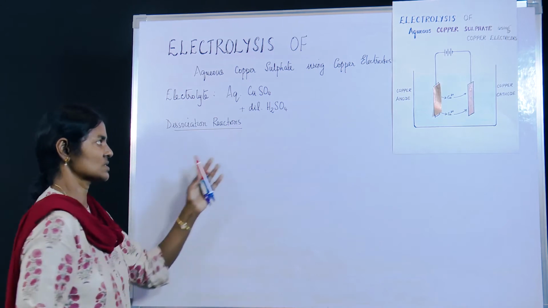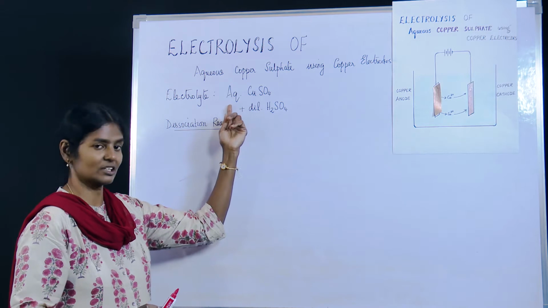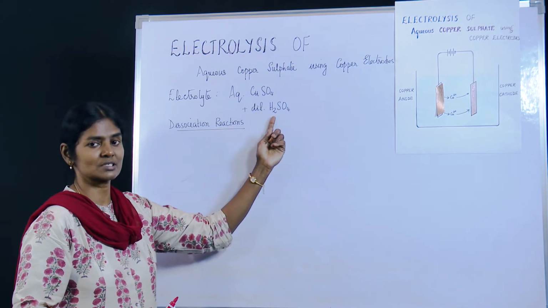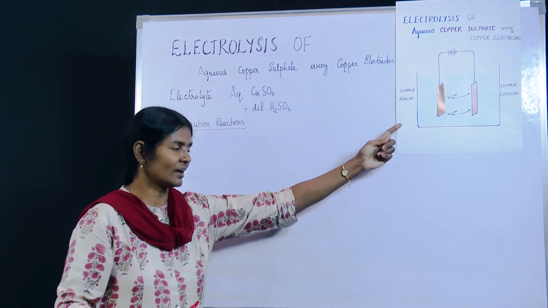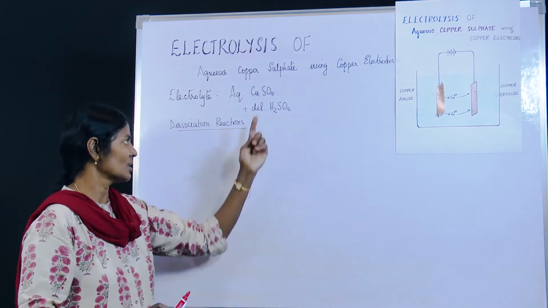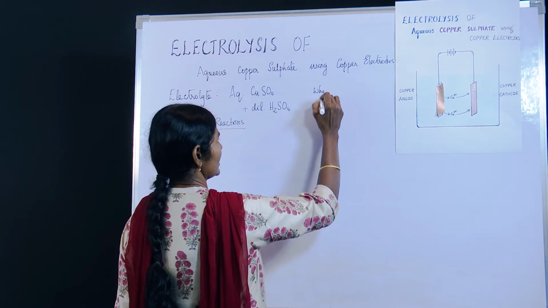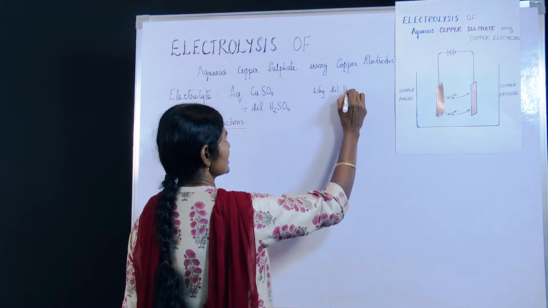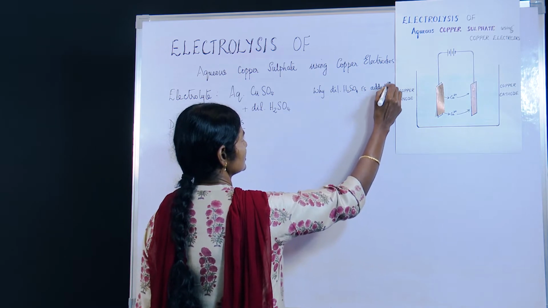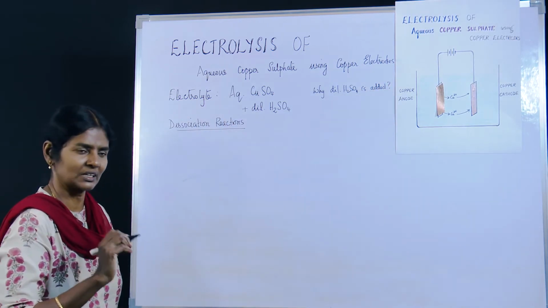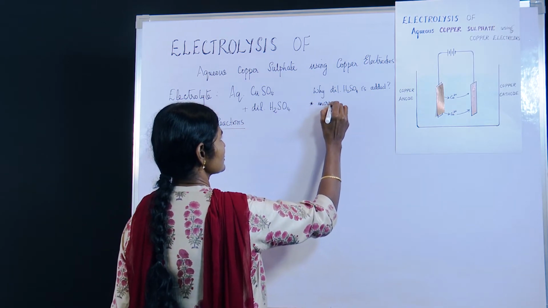Before we go to the dissociation reactions, when we look at the electrolyte having three things: water, copper sulfate and dilute sulfuric acid. Why water? Because we have to dissolve it and it has to be in the aqueous state. Why is dilute sulfuric acid added? Whenever an acid is added to an electrolyte, it increases the conductivity of the electrolyte.